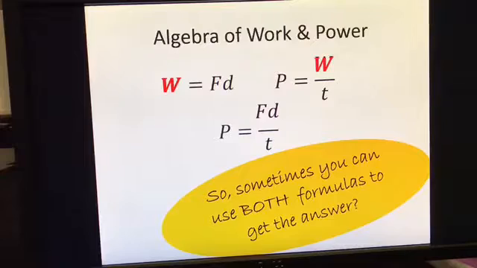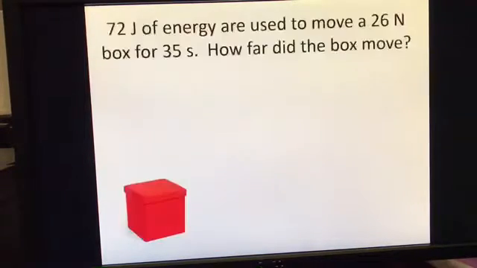All right, so let's do some practice. We have 72 joules of energy used to move a 26 Newton box for 35 seconds. How far did the box move? So, problem solving process: I encourage you to work through these first and then check your answer here.